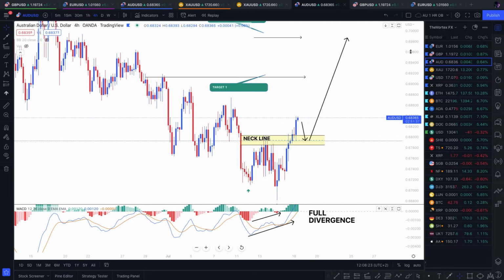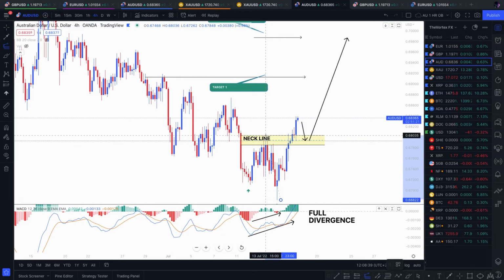And how I found my targets, let me explain that. I take what we call a trend-based fib extension. It consists of 3 clicks. The first click, I take the very lowest point of this double bottom. There we go.